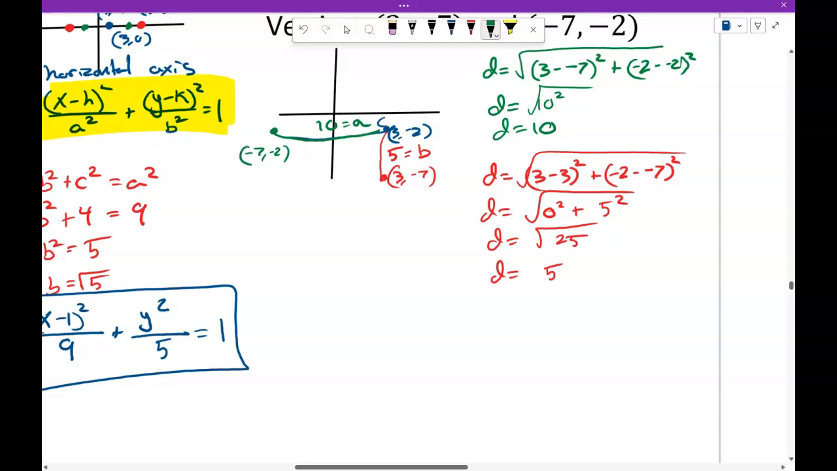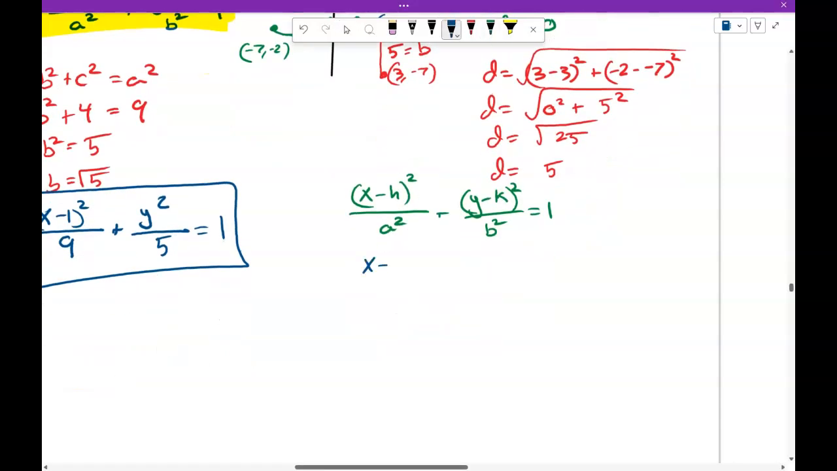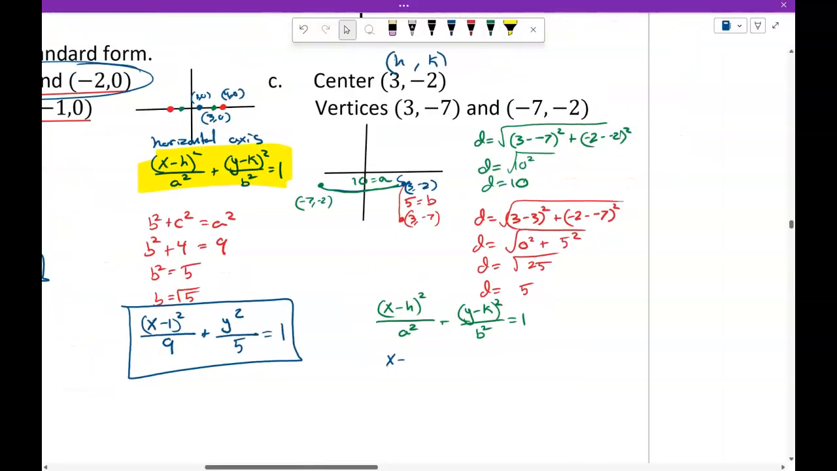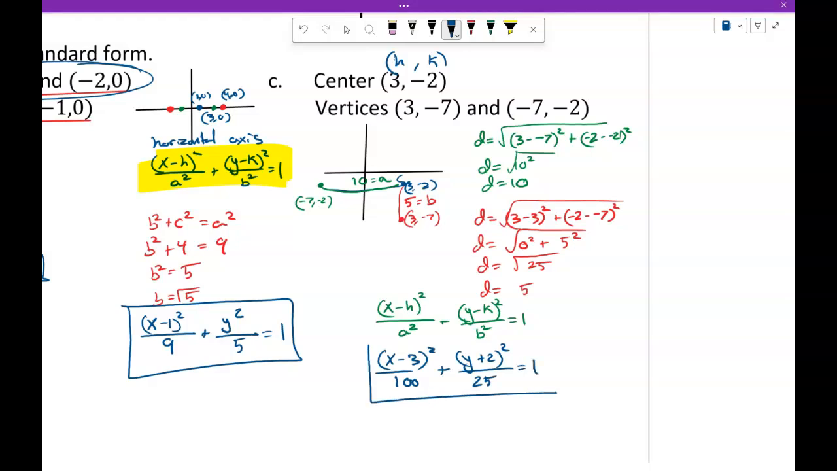Since our major axis is horizontal, we'll have the a value under the x term. So we fill in our center. Center is located at (3, -2). a squared is 100, b squared is 25, and set it equal to 1.